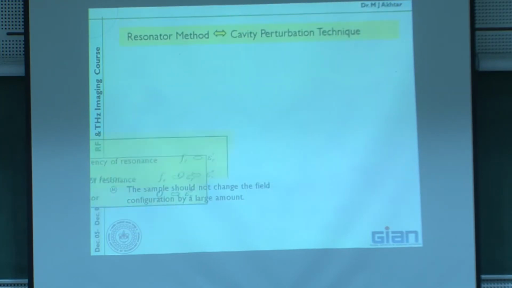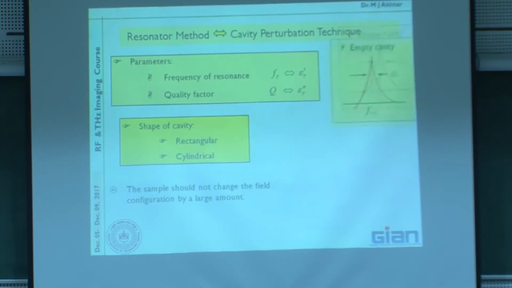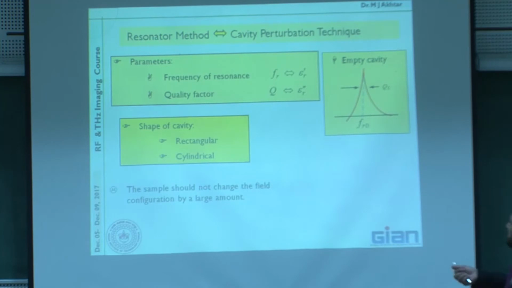You have two parameters, resonant frequency and quality. And this is, you know, any resonator, whether it's a cavity or a normal thing, you have two parameters, resonant frequency and quality factor. This is a simple scheme. So I have designed a cavity, and then I have measured the empty cavity first. It will resonate at one frequency, FR. It will have some Q depending upon the quality of our resonator or the cavity.